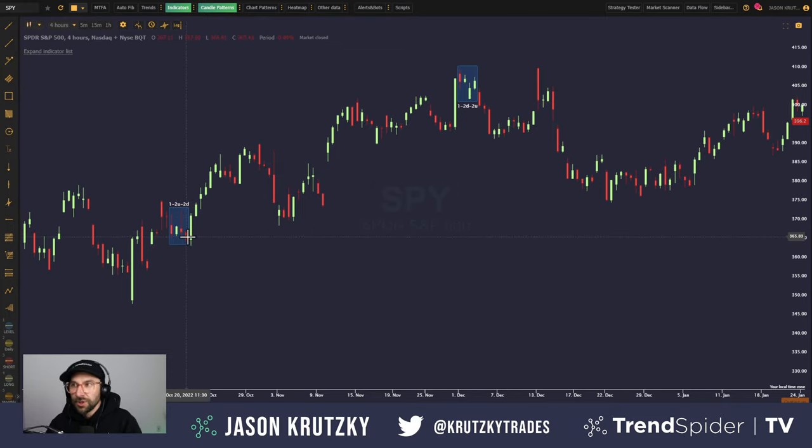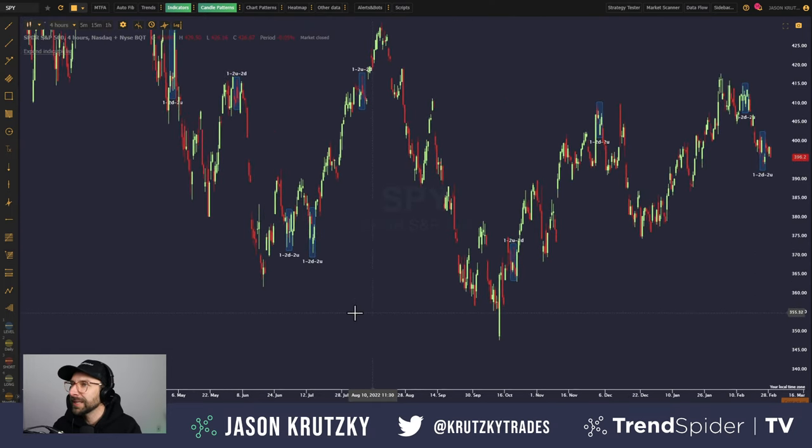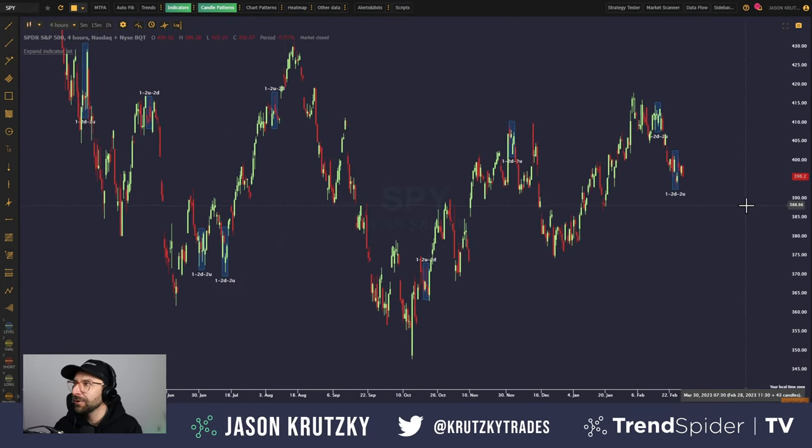So generally speaking, these are considered reversal patterns. Do they always come at tops and bottoms? No, but they do have a tendency to, you can see them very clearly. They tend to appear towards tops and towards bottoms. You have your 1-2-up-2-down up here. You have your 1-2-down-2-up down here, right? So the idea of this strategy is simply going long on the 1-2-down-2-up and then getting out of your long on the 1-2-up-2-down.